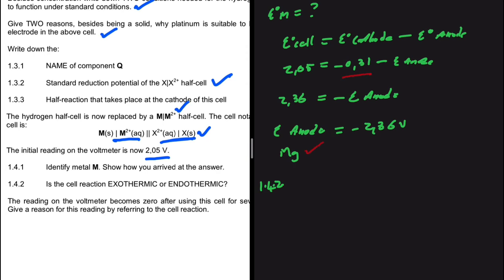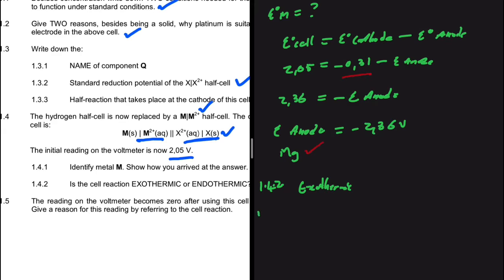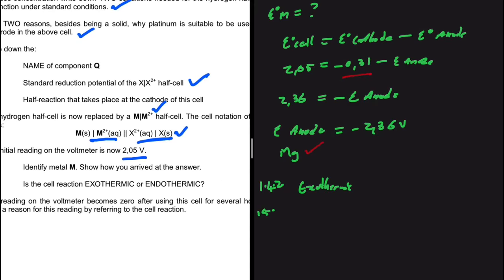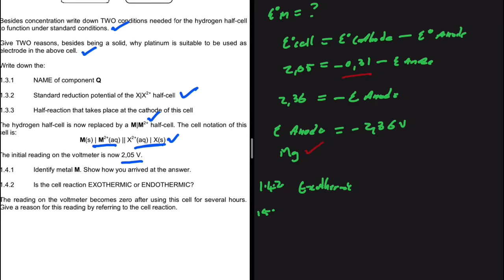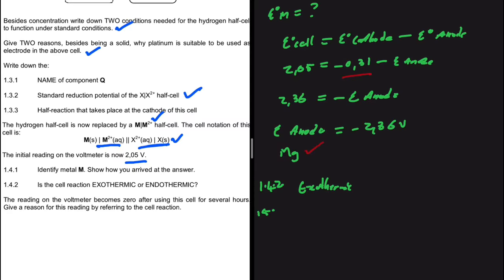1.4.2, is the cell reaction exothermic or endothermic? In a galvanic cell, the reaction will always be exothermic. Right, 1.5. The reading on the voltmeter becomes 0 after using this cell for several hours. Give a reason for this reading by referring to the cell reaction. Well, the cell reaction reaches equilibrium. That is why the reading on the voltmeter becomes 0 after some time.